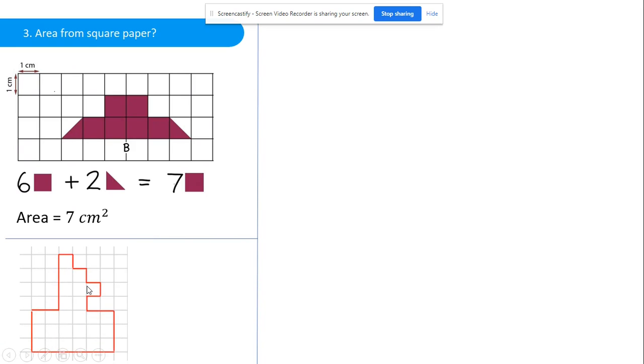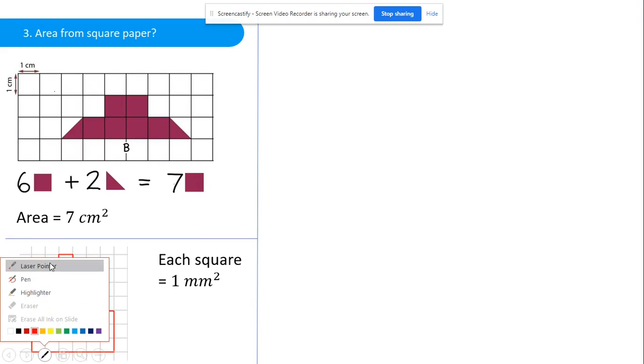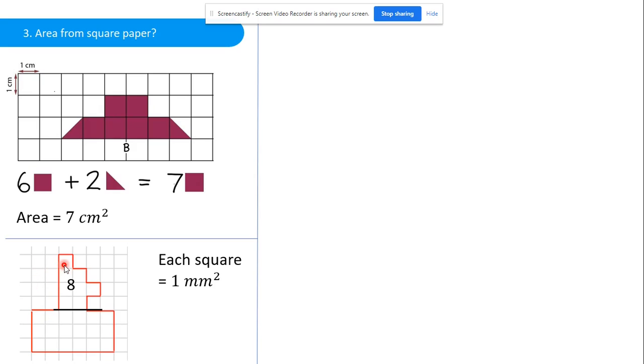Here we've got another shape. And in this case, we're going to say that each square is worth 1 millimetre squared. So we want to count up the number of squares. We can make this a little bit easier on ourselves by first splitting this. Now we're just going to count between the 2 different parts. Our first part will have 8. 1, 2, 3, 4, 5, 6, 7, 8.